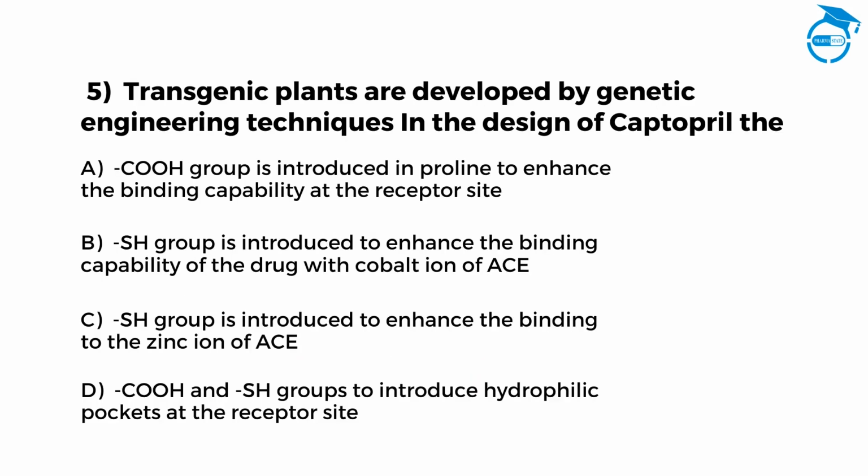In the design of Captopril, option A, COOH group is introduced in proline to enhance the binding capability at the receptor site. Option B, SH group is introduced to enhance the binding capability of the drug with cobalt ion of ACE. Option C, SH group is introduced to enhance the binding to the zinc ion of ACE. Option D, COOH and SH groups introduce hydrophilic pockets at the receptor site. Your time starts now.